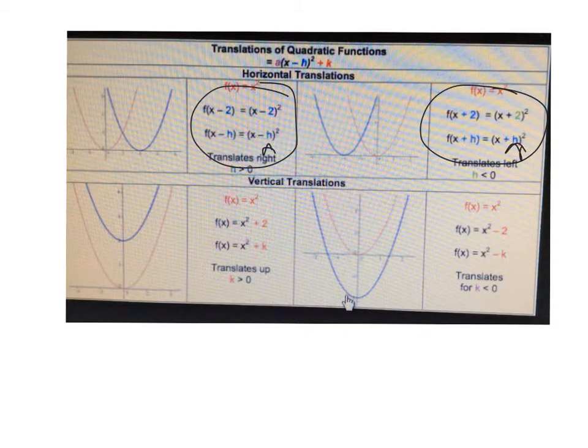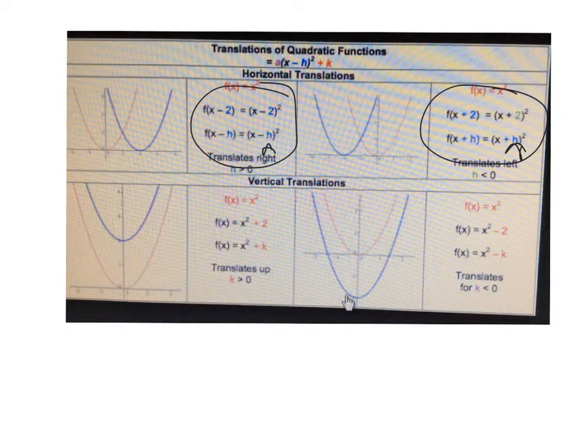So if you notice, there's a picture. In red would be the parent function, and in blue would be a transformation of that parent function. So when it's f of x minus 2, it shifted 2 units to the right. Over here, when it is f of x plus 2, then it shifted 2 units to the left.